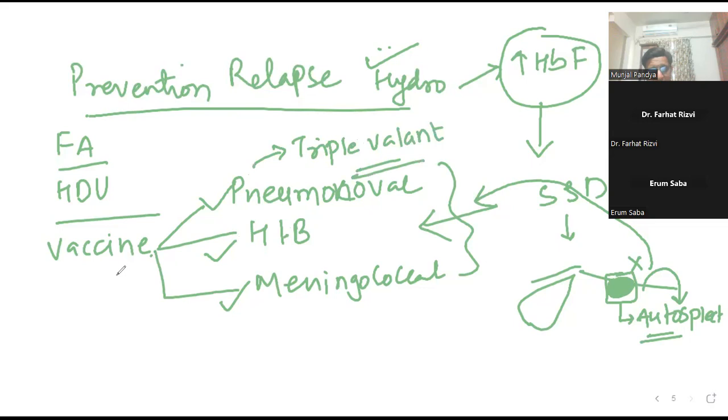Along with that, you can give calcium as well, as a little supplementation, because they are at risk of developing chronic osteoporosis and chronic vascular insufficiency. So calcium can be supplemented to this patient, and follow up the patient every 3 to 6 months, depending on the clinical condition of the patient. What are the potential complications of this sickle cell disease, Farhat?